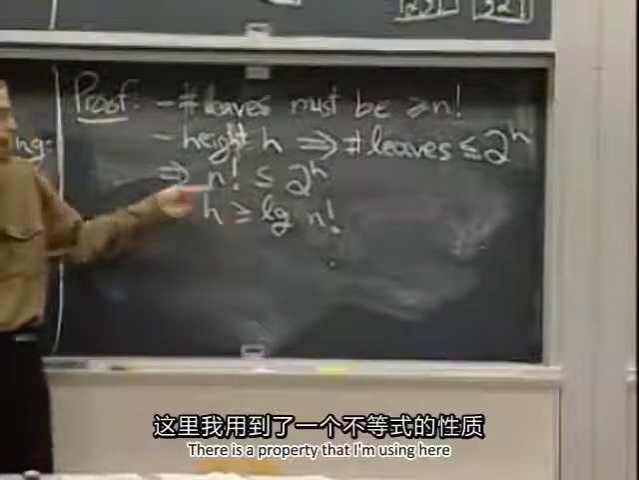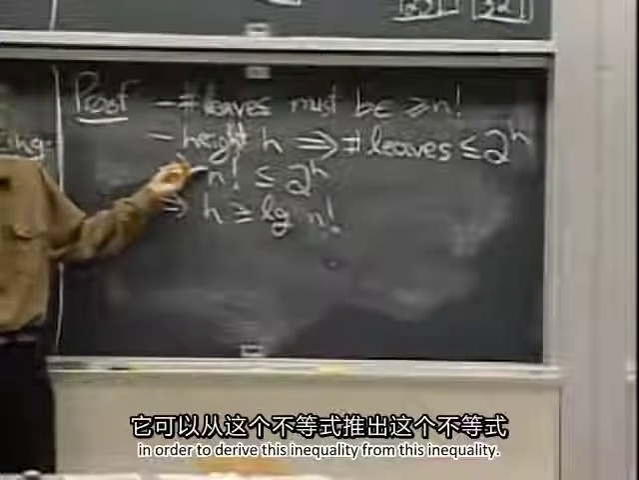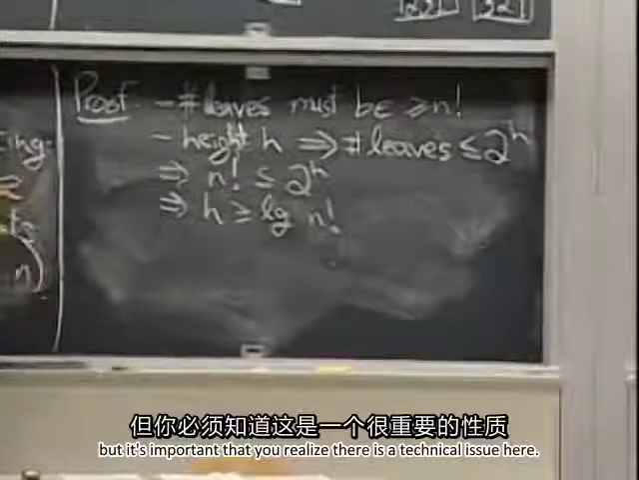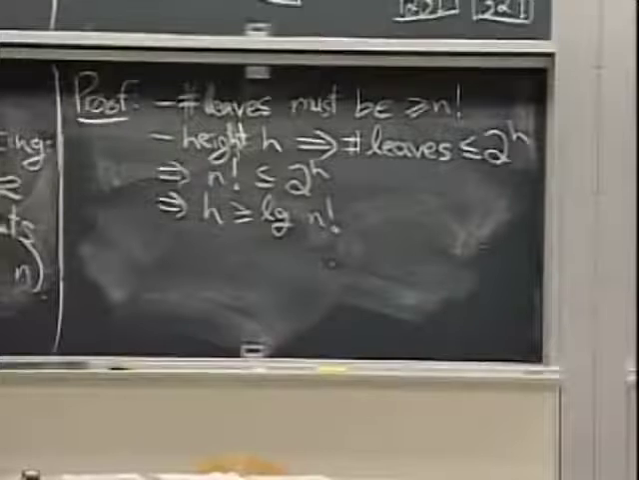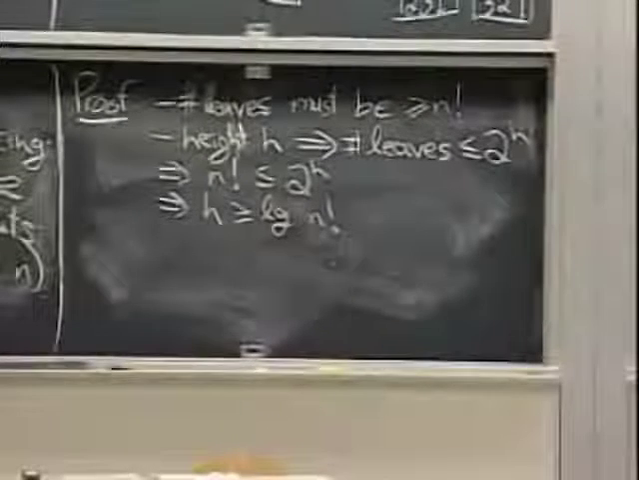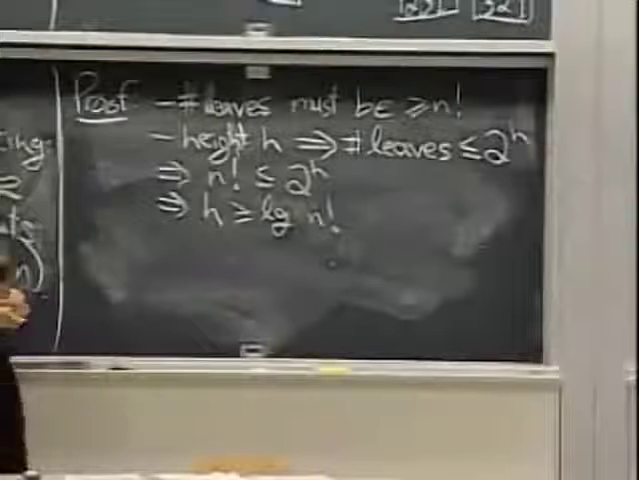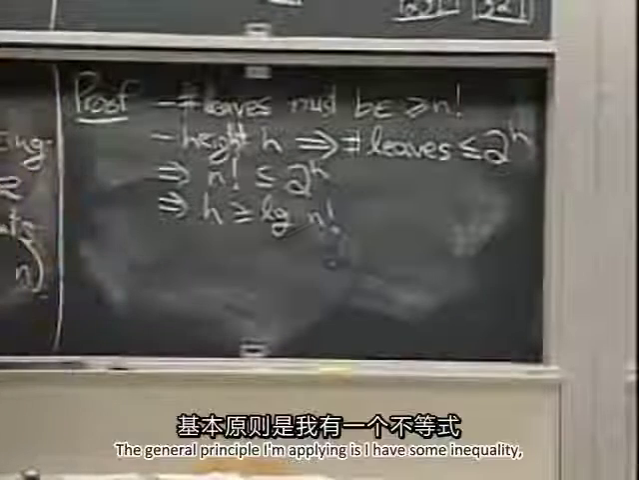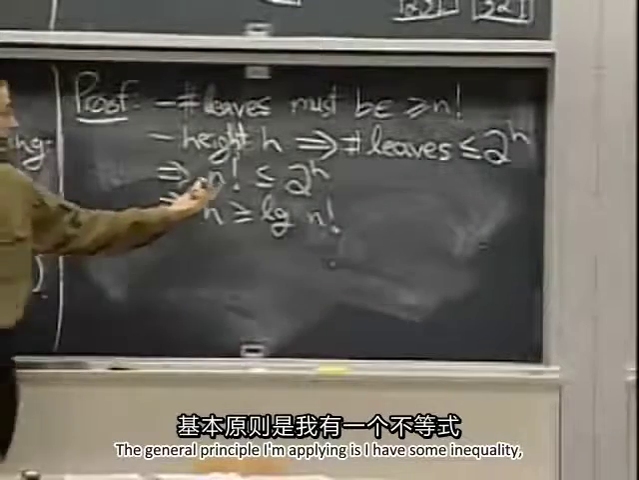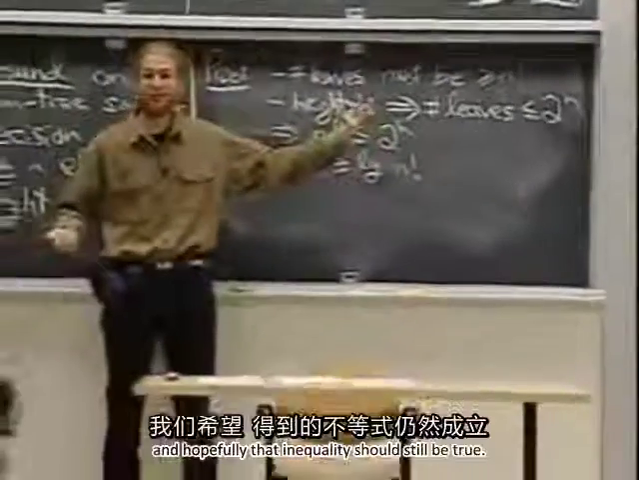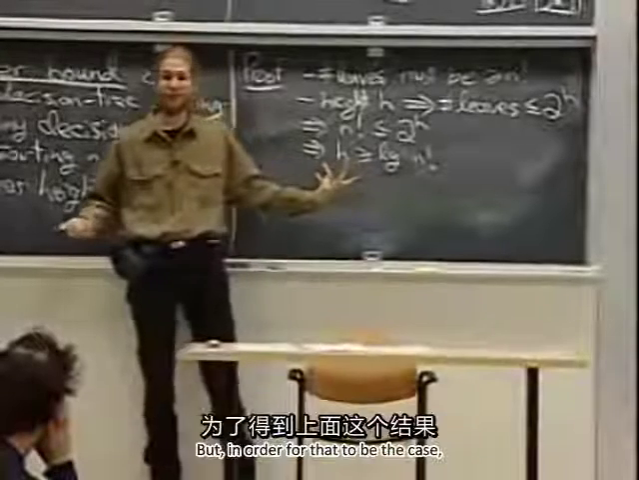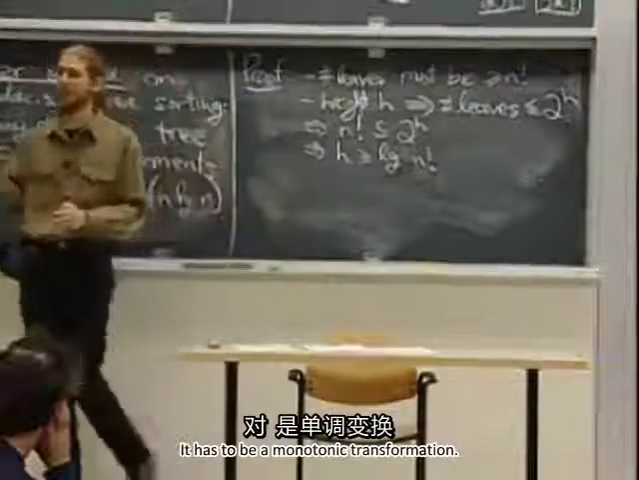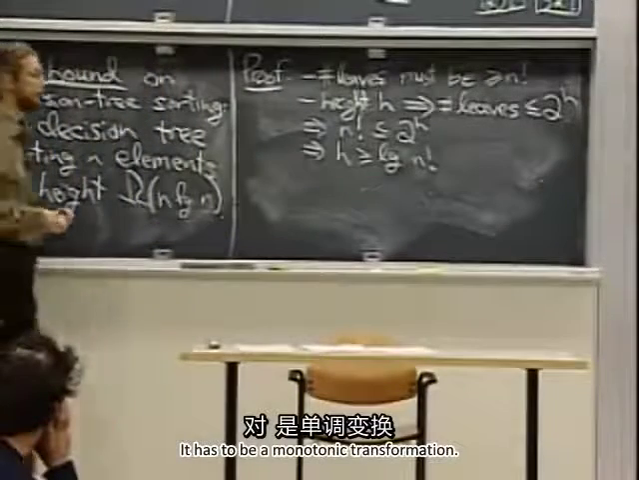There's a property that I'm using here in order to derive this inequality from this inequality. This is a technical aside, but it's important that you realize there is a technical issue here. The general principle I'm applying is I have some inequality. I do the same thing to both sides, and hopefully that inequality should still be true. But in order for that to be the case, I need a property about that operation that I'm performing. Yeah? It has to be like increasing? Yeah, it has to be a monotonic transformation.